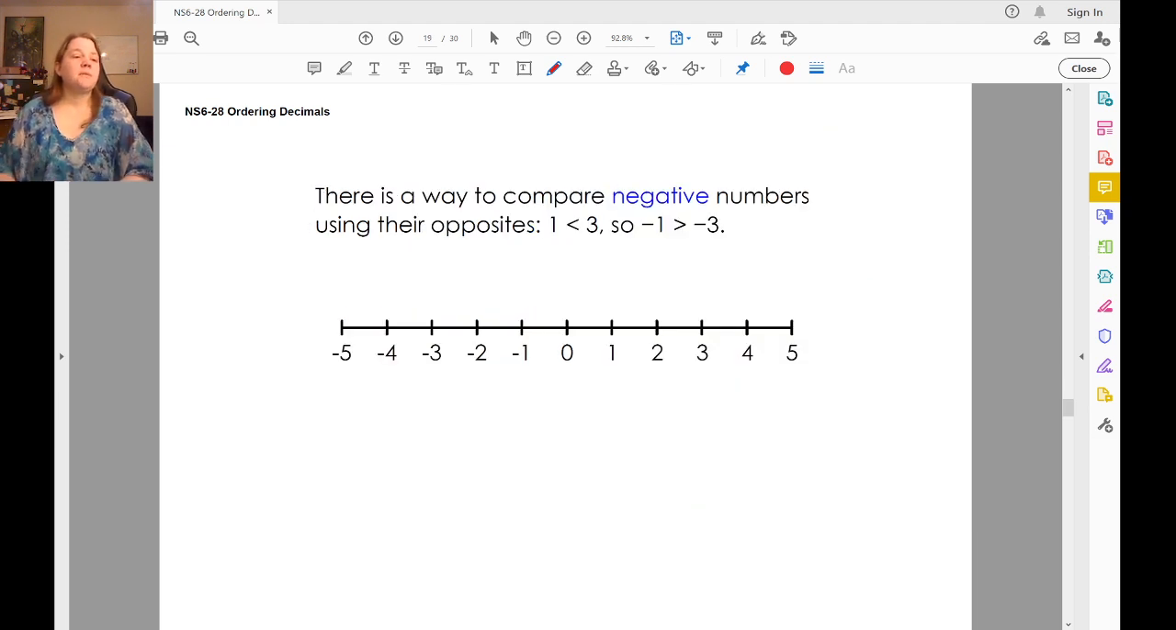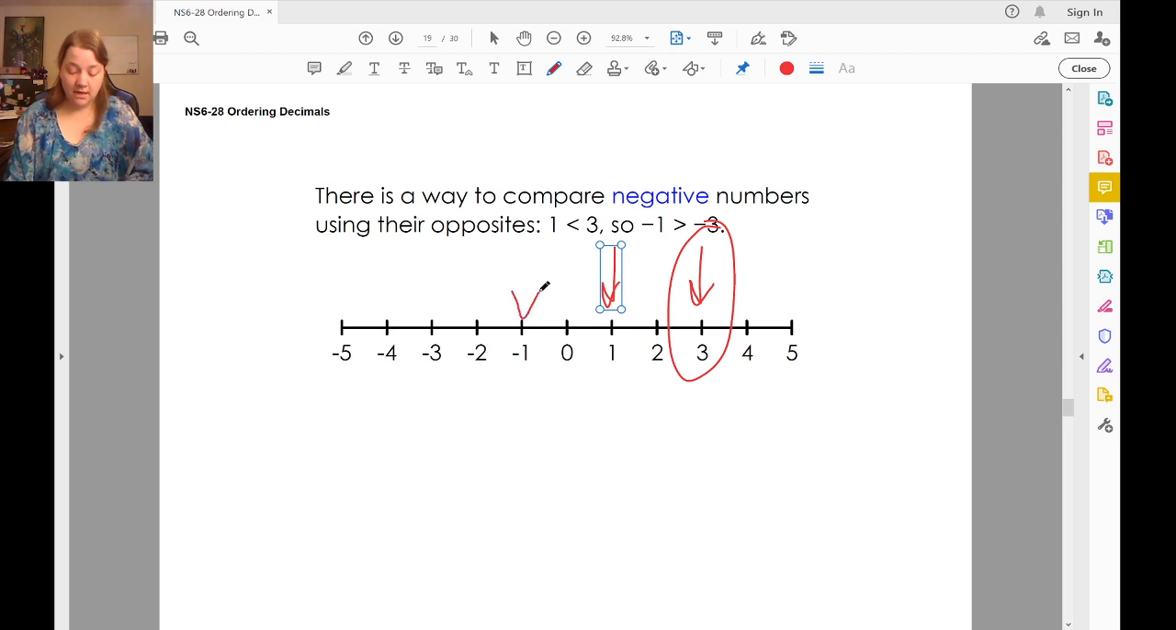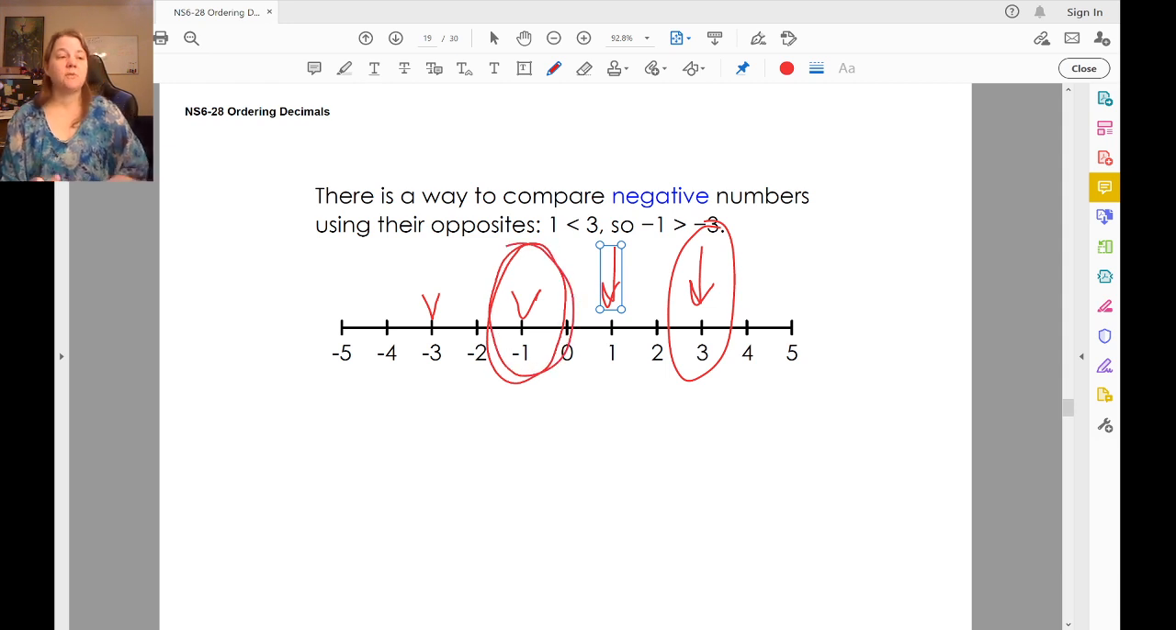So there is a way to compare negative numbers using their opposites. 1 compared to 3, 3 is bigger. That's pretty obvious. The 1 and the 3, 3 is definitely further down the line. So if we compare -1 to -3, -1 is actually bigger because remember, negative sign means opposite. So the opposite one's going to be bigger.